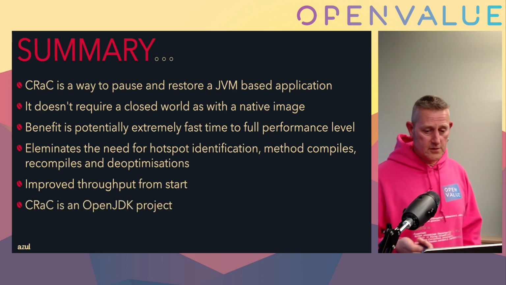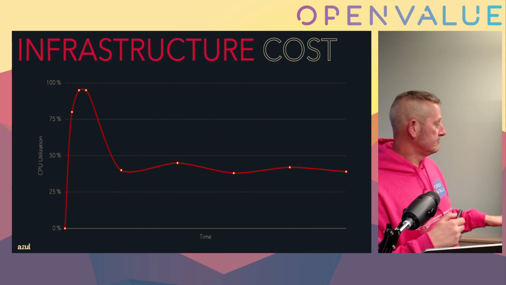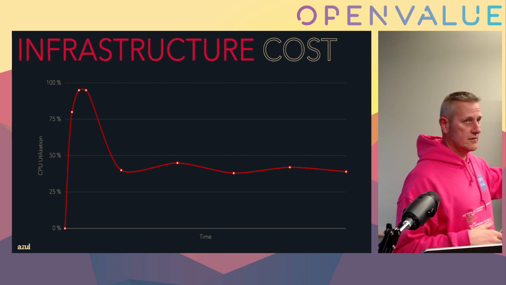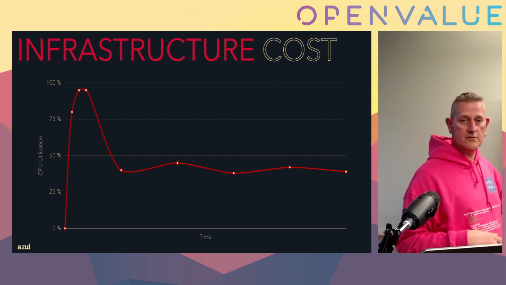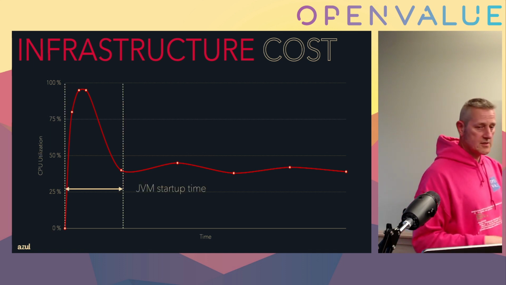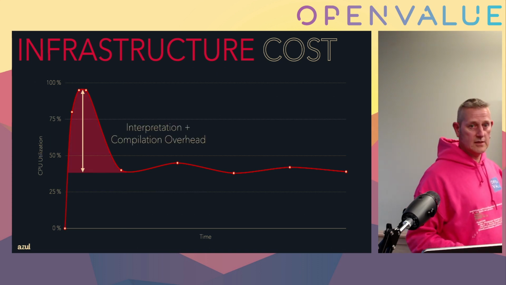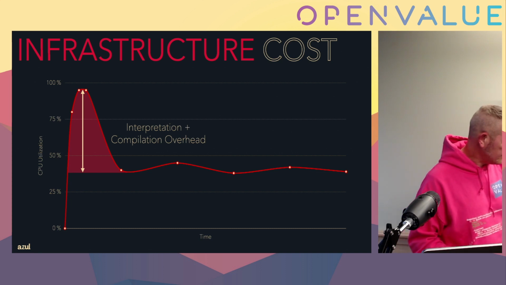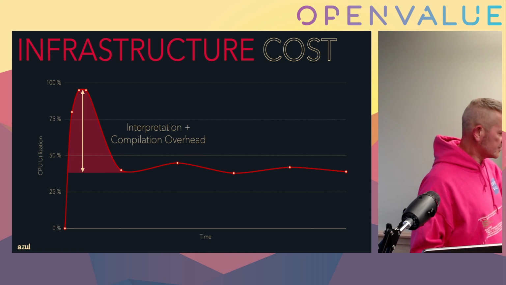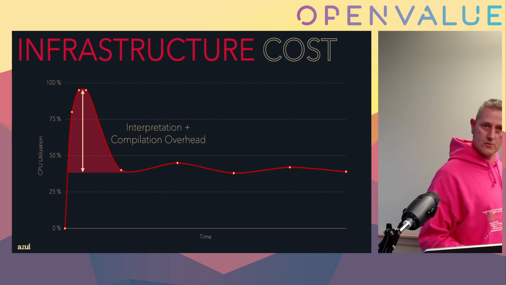We have improved throughput. It's an OpenJDK project, and it can also save some money, because we saw that in the numbers of that benchmark test, the startup memory was huge with the JVM. It was a gigabyte, something like that. The reason for that is the JVM startup time, and we saw that this interpretation and compilation has to be done in the beginning. This is CPU utilization over time, and you probably know that. In the beginning you see this peak, and then it drops, because here all the compilation is done, and then you don't need that much CPU utilization to run your code.